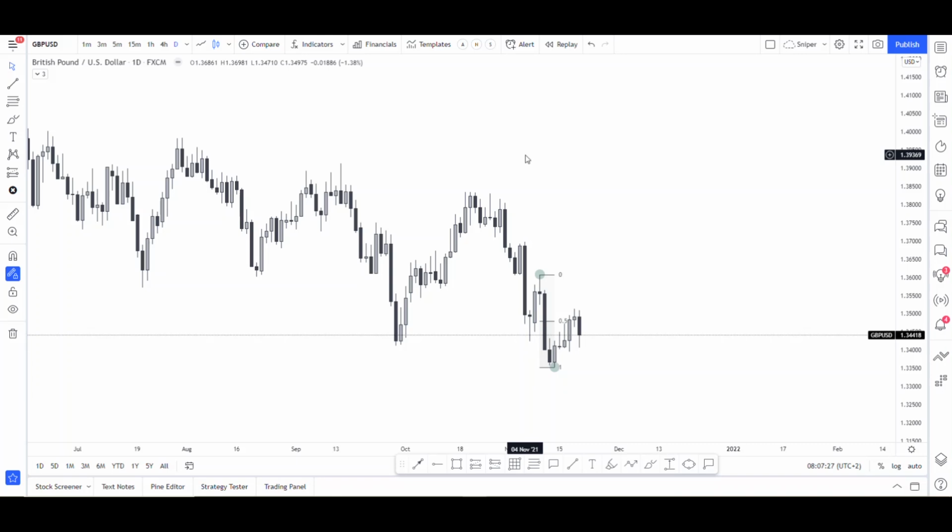We're going to look through a few pairs. We're going to start off with pound dollar, see what the high time frame is telling us, and then take it from there.